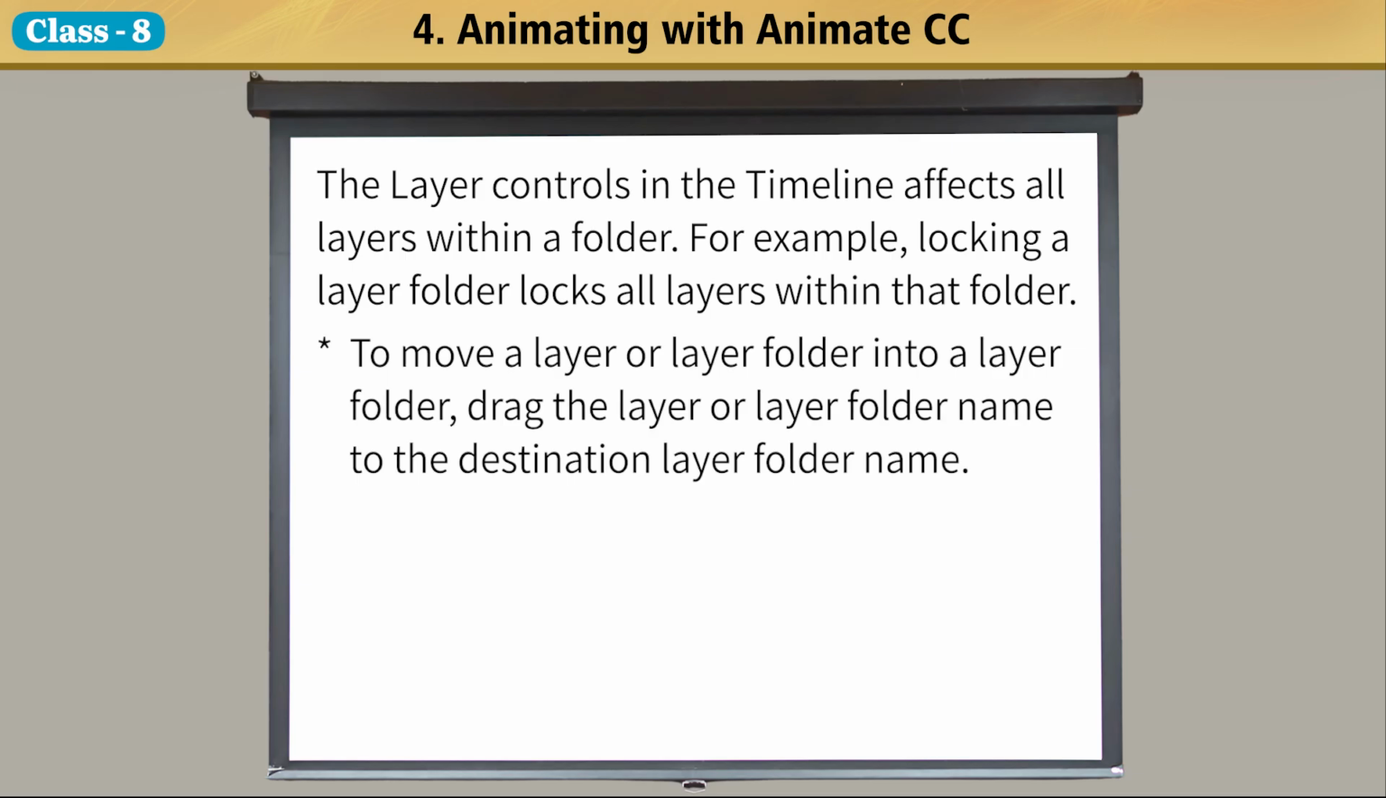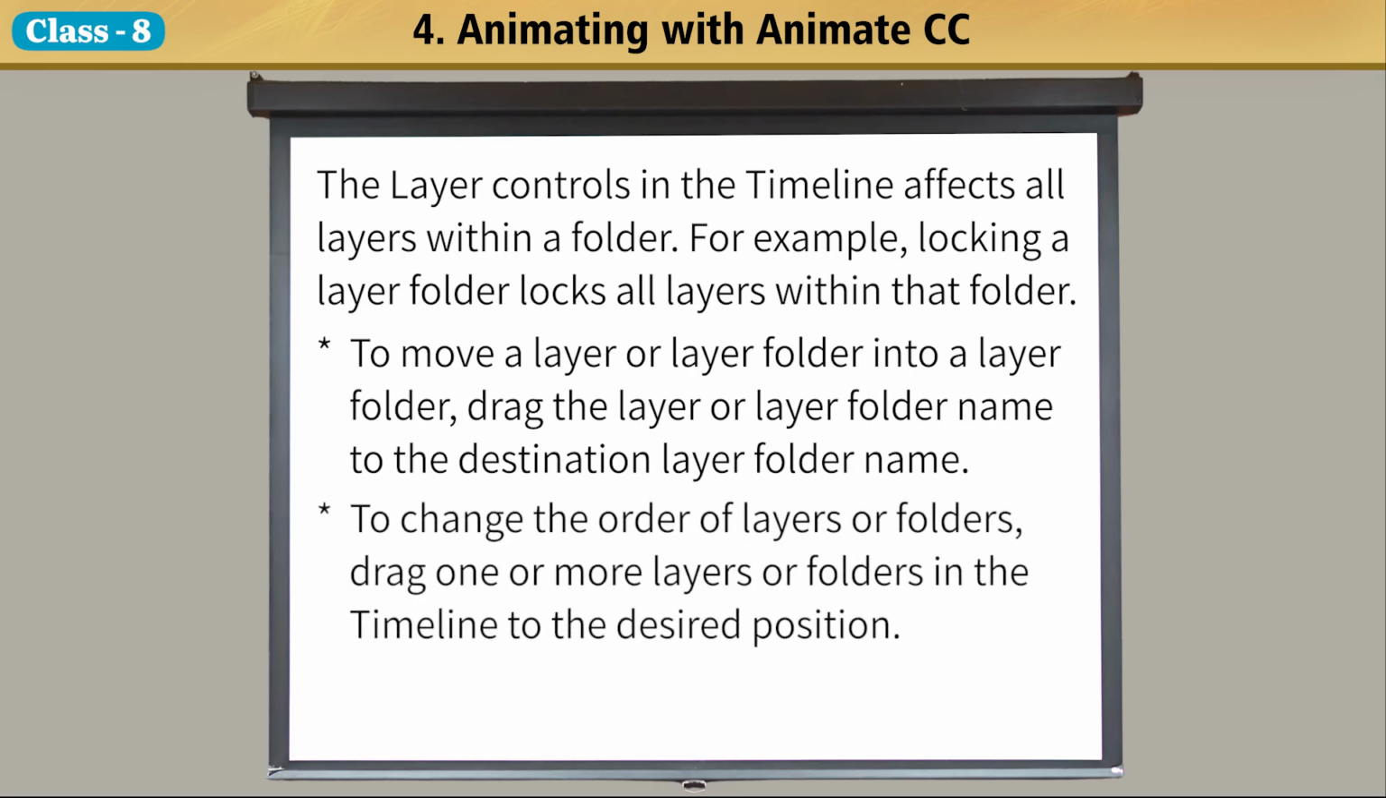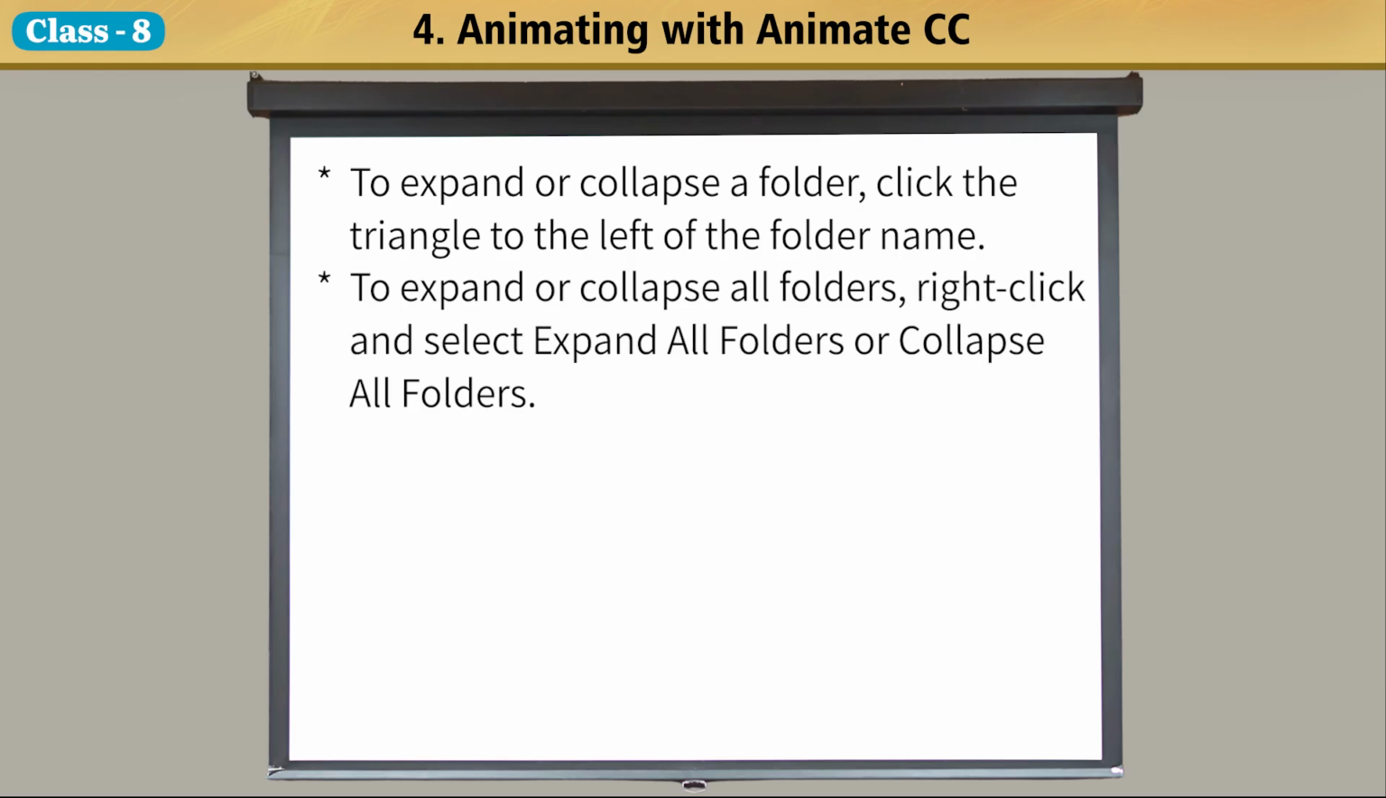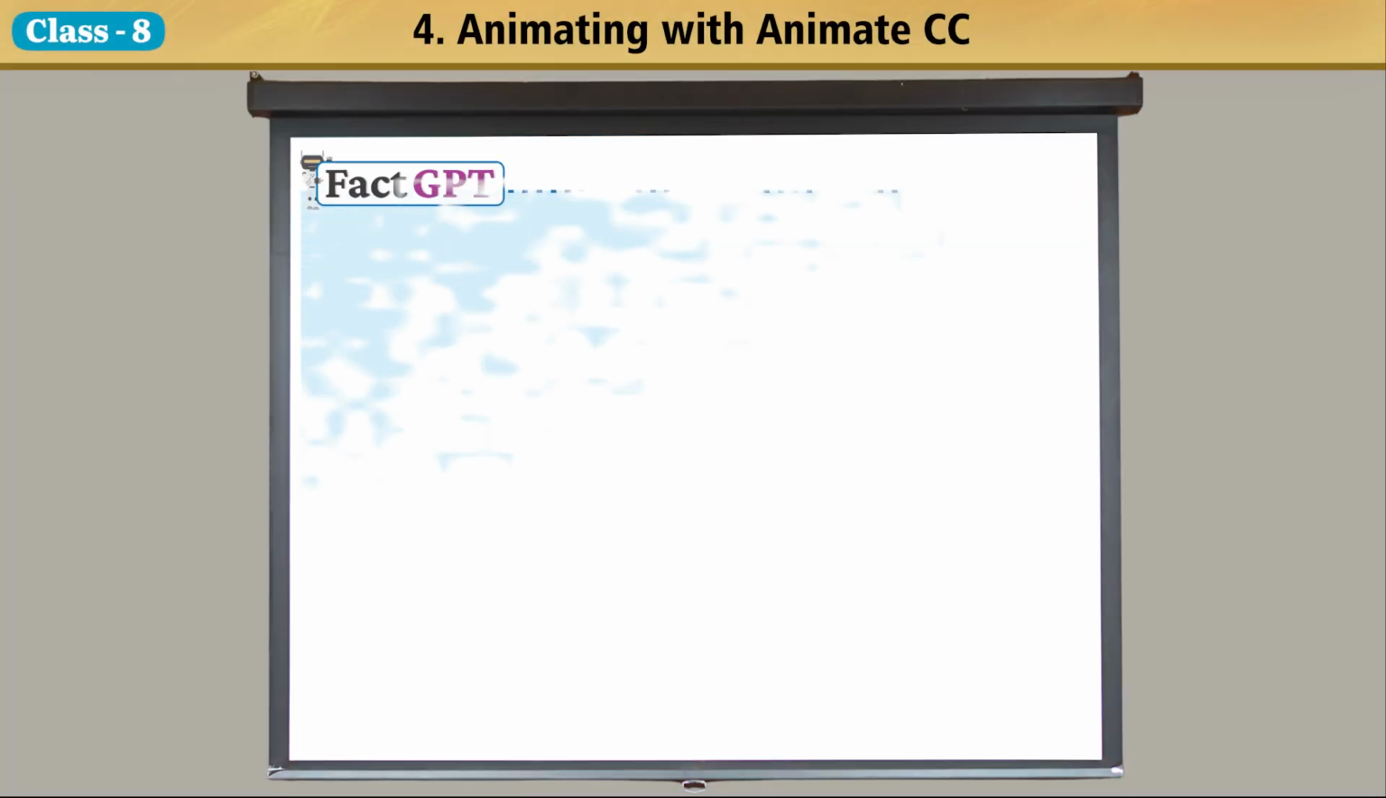To move a layer or layer folder into a layer folder, drag the layer or layer folder name to the destination layer folder name. To change the order of layers or folders, drag one or more layers or folders in the timeline to the desired position. To expand or collapse a folder, click the triangle to the left of the folder name. To expand or collapse all folders, right-click and select Expand all folders or Collapse all folders.